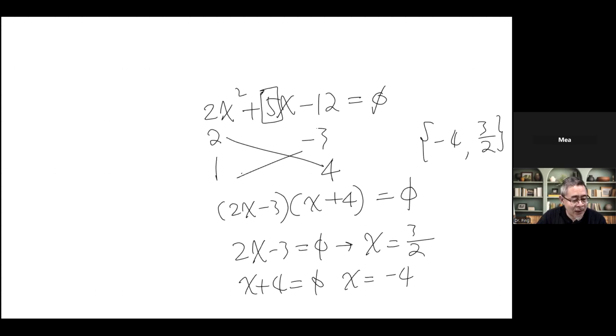Okay, let's try. So you just need to practice. 2x squared plus 3x minus 9 equal to 0. Okay.